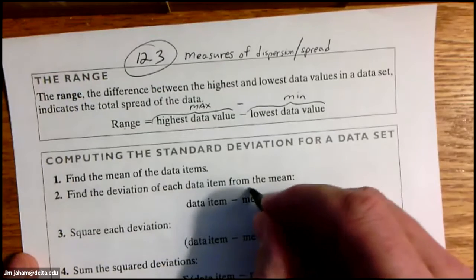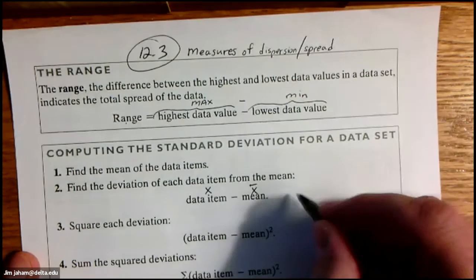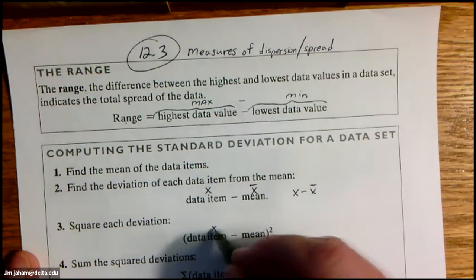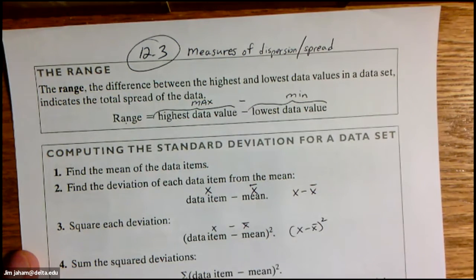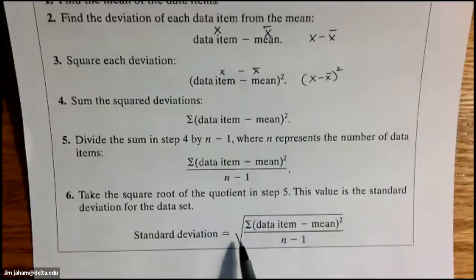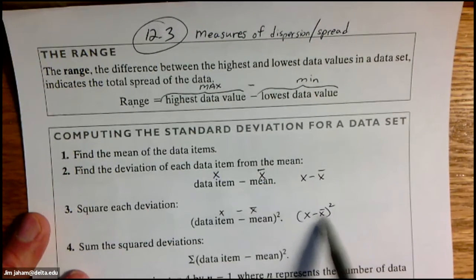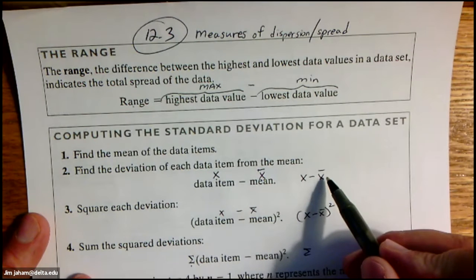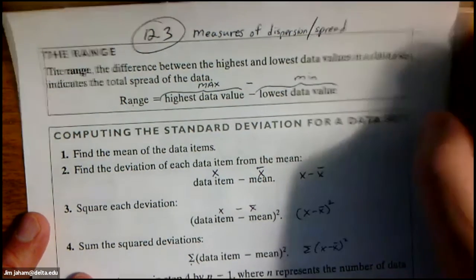The mean is X bar, and the data item or the data value is X. So the first thing we're going to do is take each data value and subtract the mean. Then we're going to take that X minus X bar and square it. Later on, we're going to take the square root, as you can see down at the bottom, so we'll undo that square by taking the square root. Once we get all these, we're then going to sum them all together. So we're going to call this the deviation from the mean, and this the squared deviation from the mean, and then we're going to sum up all those squared deviations from the mean.